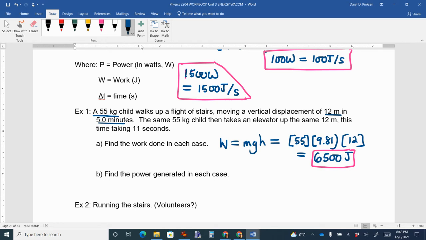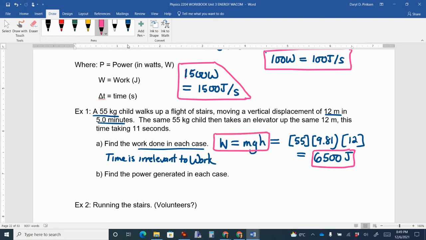And so that was the work done. In each case, it's the same. It doesn't matter how long you take. The time is irrelevant to work because the equation is just mgh. There's nothing in here about time. It's just if you go up 12 meters, it doesn't matter if you take your time or if you run. You will have the same amount of gravitational potential energy, whether you lift quickly or lift slowly. It doesn't make any difference.